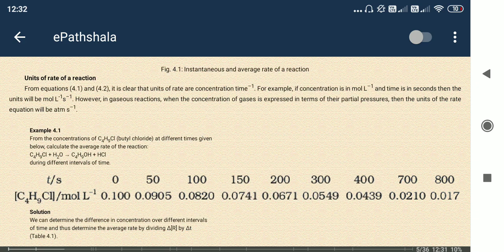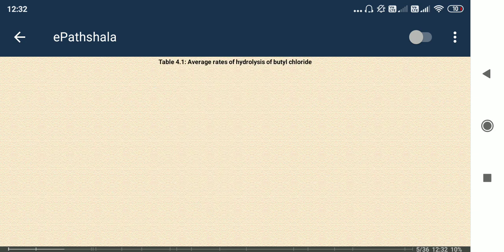Here, for example, they have shown some data. The concentration of C4H9Cl is in units of mole per liter. What is happening is that the concentration is decreasing. Is it so or not? You can see from the data, at zero time it was 0.1, and after 50 seconds the concentration is 0.09, so it is decreasing. After 800 seconds the concentration is 0.017, so it has decreased, right? So the concentration of reactant is gradually decreasing.